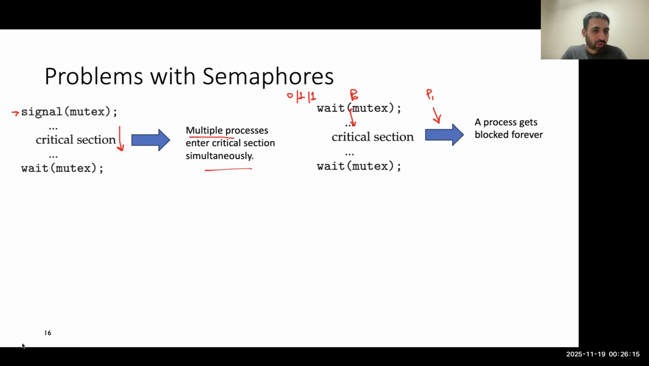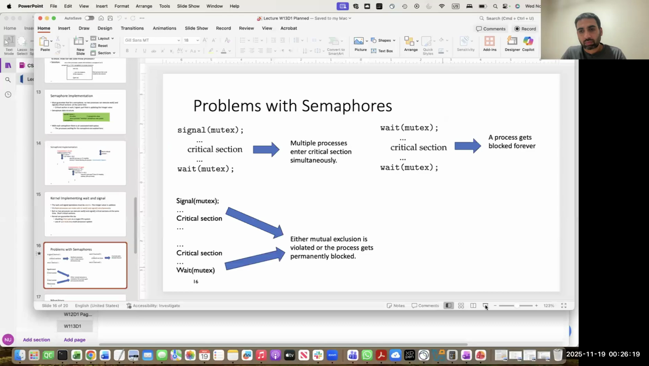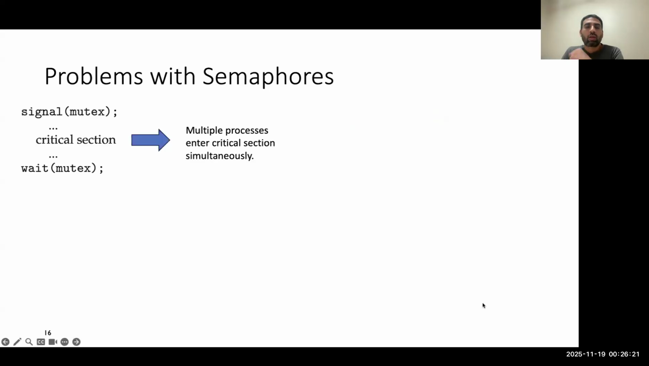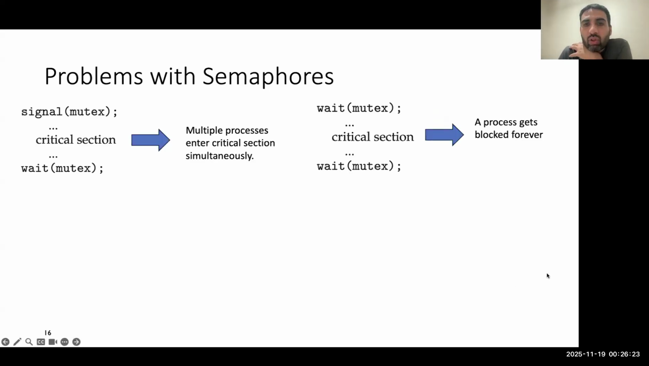Second thing, another problem can be where you actually forget to put the signal and you replace the signal by a wait operation. So in this case, what will happen is that a process will get blocked forever.